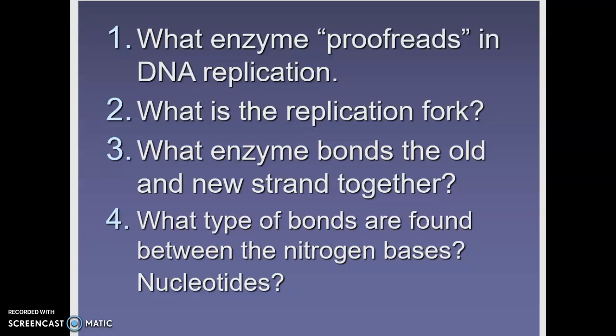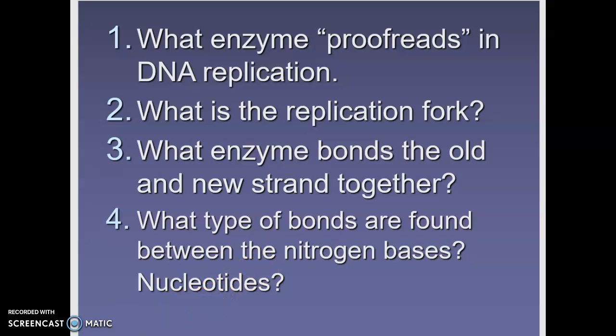Number 2, what is the replication fork? Number 3, what enzyme bonds the old and the new strand together? And number 4, what type of bonds are found between the nitrogen bases? And what type of bonds are found between the nucleotides? We're going to pause this and give you a chance to answer these 4 questions.